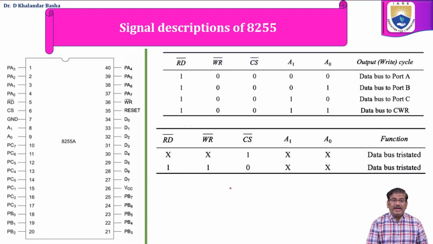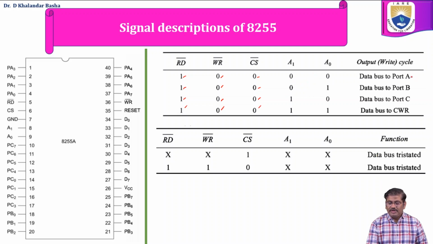Next, write operation. In that case, the write signal will be active by making WR bar equal to 0. When we are performing write operation, read should be inactive, so we will write RD bar equal to 1. As we need to perform the data transactions with 8255, chip select should be enabled. Then depending upon the values of A0 and A1, the data may be written to the control word register, port A, port B, or port C.